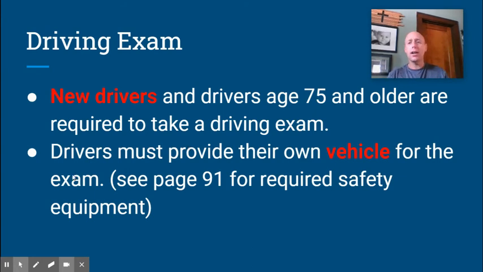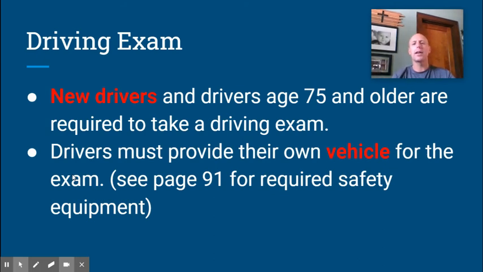And then there's the driving exam. So we've had a vision screening, we've had a written exam, and now we've got the driving exam. So you guys are new drivers. All new drivers have to take a driving exam. And drivers age 75 and older have to take a driving exam. You guys don't have to worry about that for a long time, but your grandparents, if they fall into that age category, every time they go to renew their license, they have to pass the driving test.